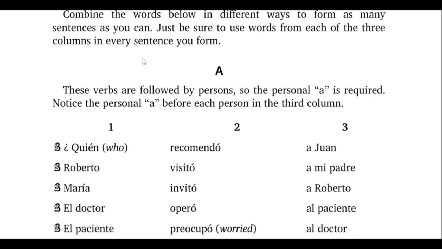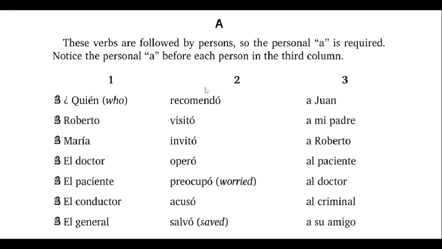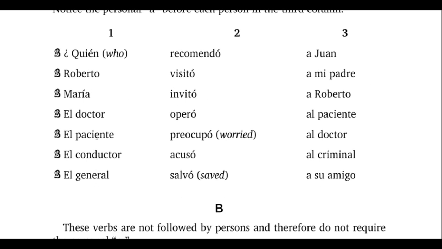So as always, we take a word or sentence from first column, second, and the third. We put that together to make meaningful sentences. So for example, Roberto visitó al paciente. Robert visited the patient. Or el conductor invitó a Juan. The conductor invited John. So you can pause the video and do as many as you can.